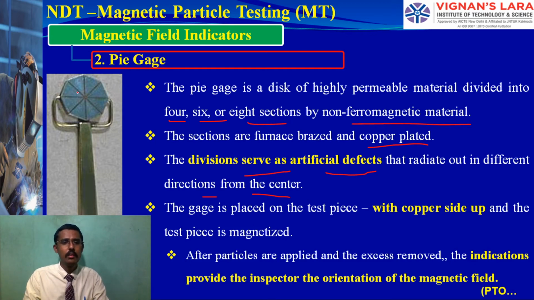You see here in the image, in all directions we have artificially created strips or cracks, like engraves. So multi-direction. One to one it is angled at 45, and some 90 degrees also are found there. After the particles are applied and the excess is removed, the indications provide the inspector the orientation of the magnetic field.